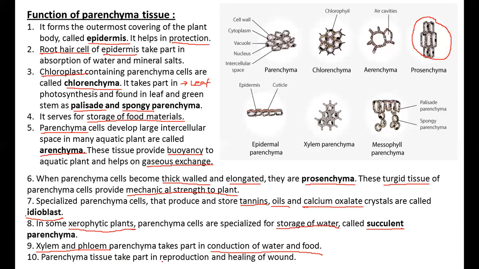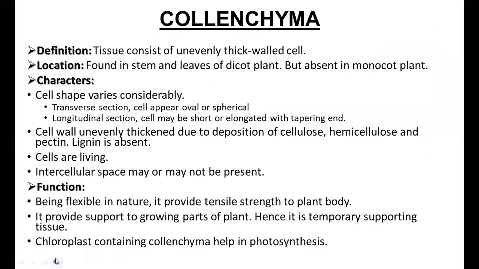And the last function is that parenchyma cells also take part in reproduction and healing of wounds. This healing of the wound is only performed if the cell has the capability of reproduction, because by reproduction the cell can produce new cells, and those new cells can heal the wound that is produced in the animal body. So these are the major functions of parenchyma tissue.